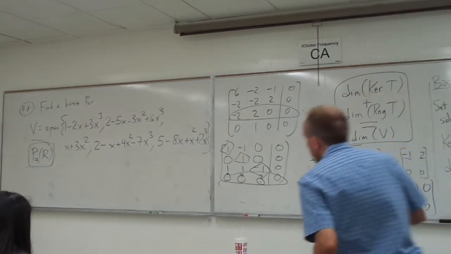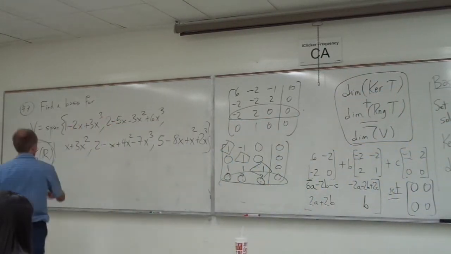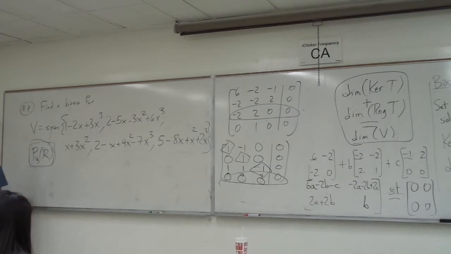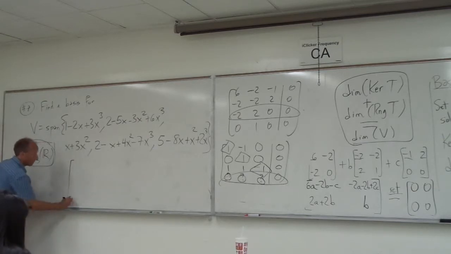Okay, so what am I going to do to solve this problem? EROs. I don't have a matrix yet, so what? We make a matrix out of this, right? And how do we build a matrix? Each vector goes into the columns.